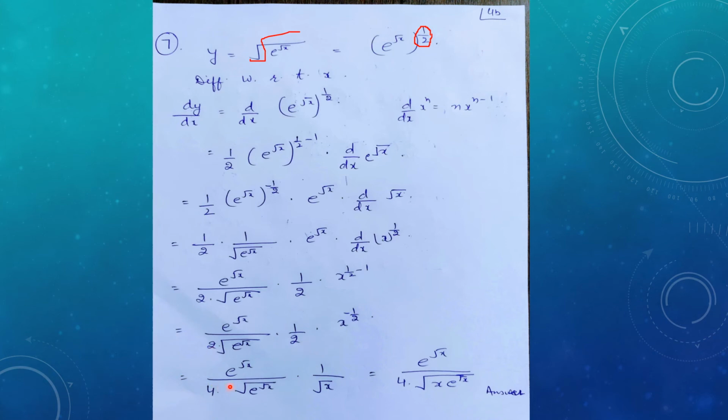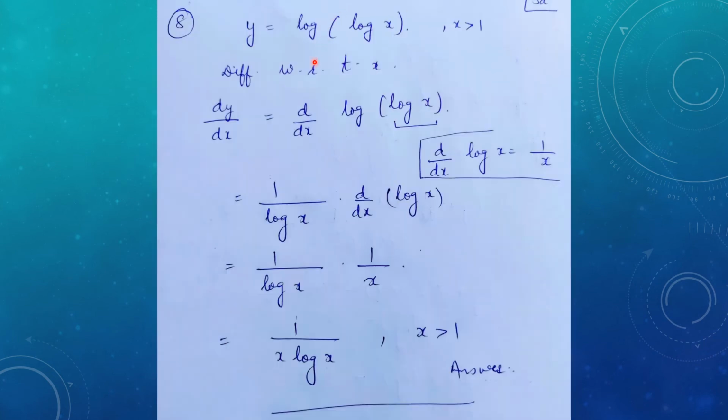The answer is e power under root of x whole upon 4 under root of e power under root of x multiplied by 1 upon under root of x. You can still consolidate the answer, and you can get e power under root of x whole upon 4 into under root of x multiplied by e power under root of x. If you do this question step by step, it will be not that difficult. Question number 8. Again a simple question.